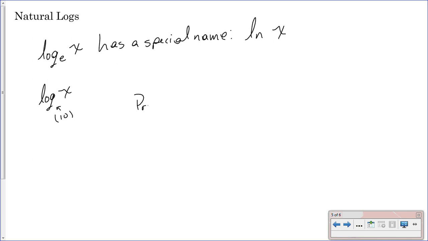Some properties of natural logs are as follows. Natural log of 1 equals 0, because e raised to the 0 equals 1. Natural log of e equals 1 because e raised to the first power is e. And then the natural log of e to the x equals x. So as you can see, these properties for natural logs are the same properties that regular logs have.